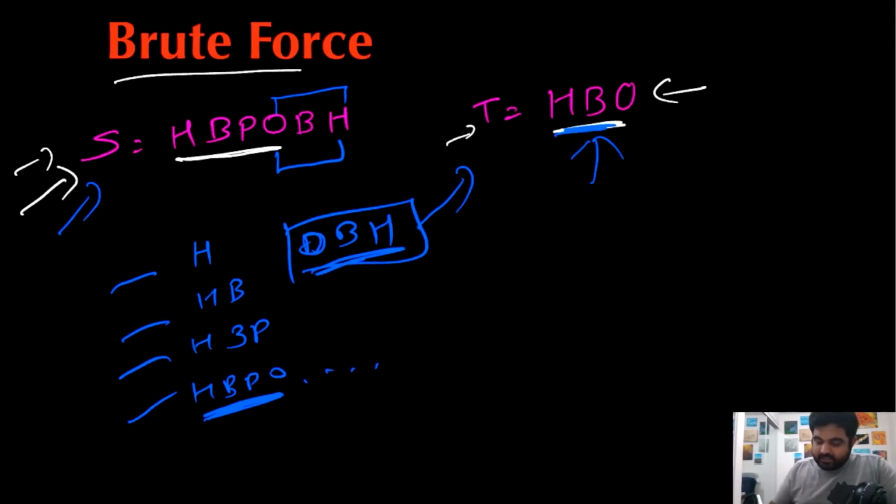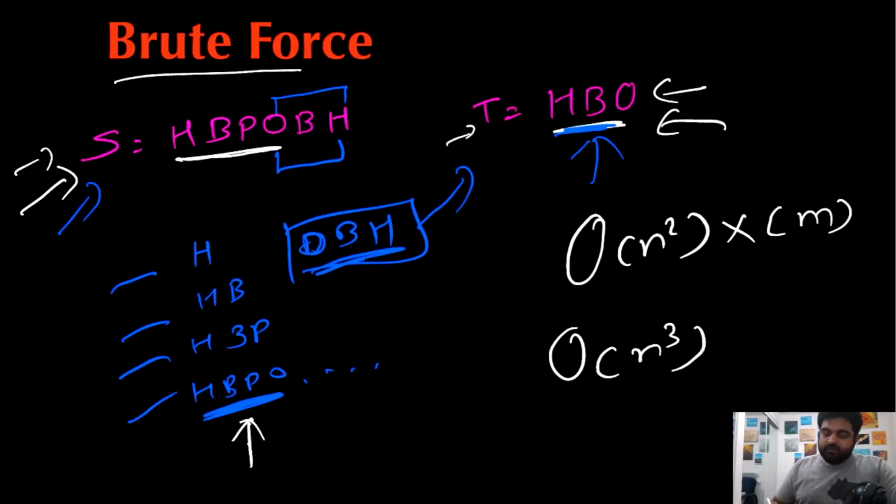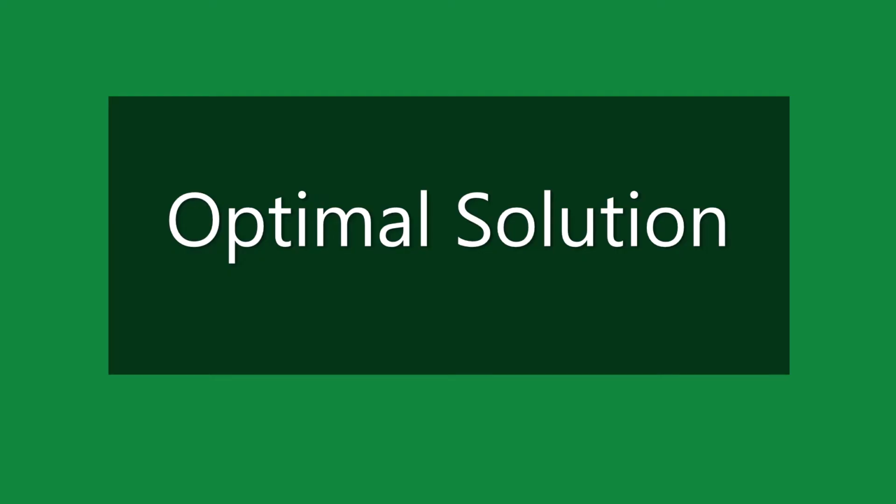Why is it very costly? Because we know that it takes big O of n square to create all the substrings, and for every single substring we will have to check whether it contains all the elements of T or not, which means we will have to multiply this by the length of T, which is let's say M in this case. That means we are essentially doing big O of n cube work to solve this problem, which is very expensive.